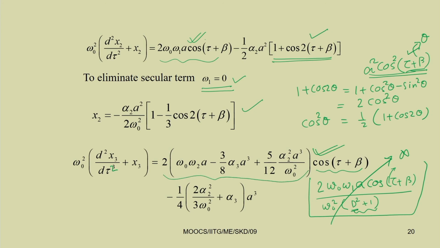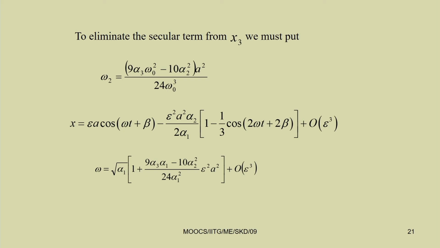So, already we know the expression for omega 0, and omega 1 we have found to be 0, and from this we can know the expression for omega 2. So, by substituting this part equal to 0, we can write omega 2 equal to 9 alpha 3 omega 0 square minus 10 alpha 2 square by 24 omega 0 cube into a square. So, you just see, now we got one relation between omega 2 and a, where a is the amplitude and omega 2. So, you have seen omega 2 is part of this omega.